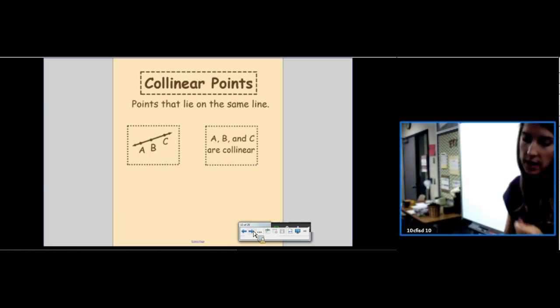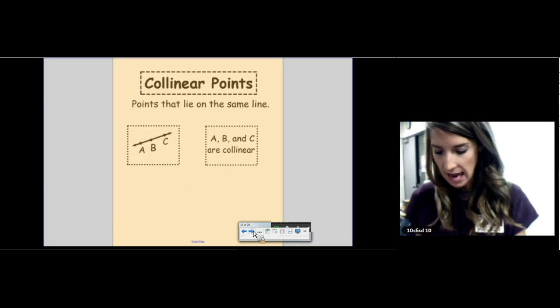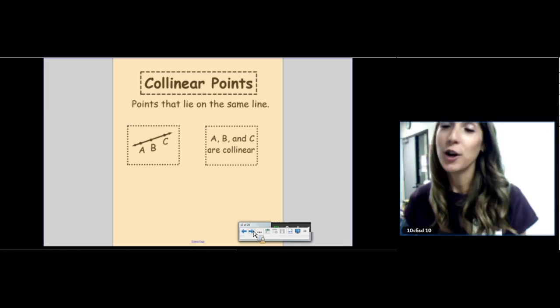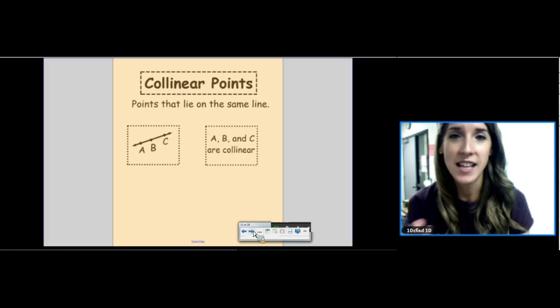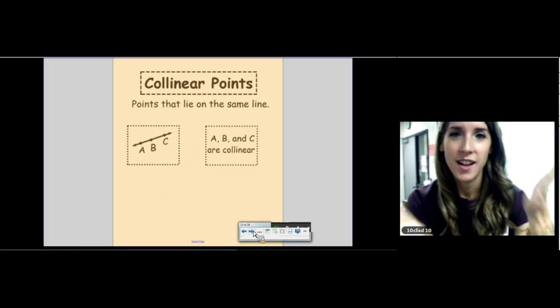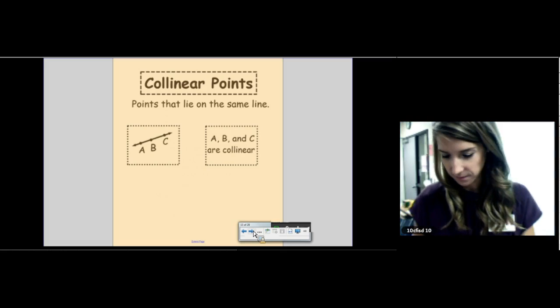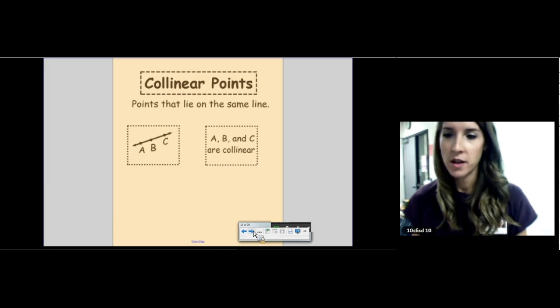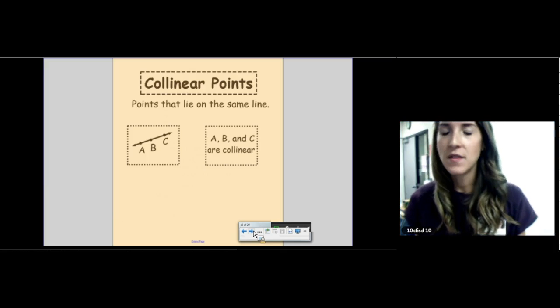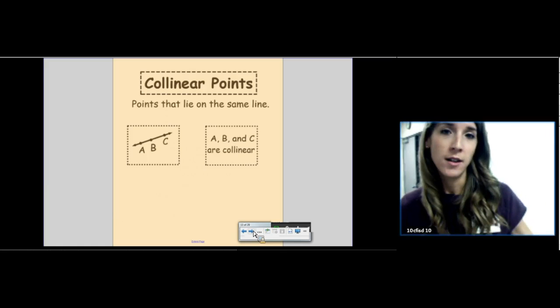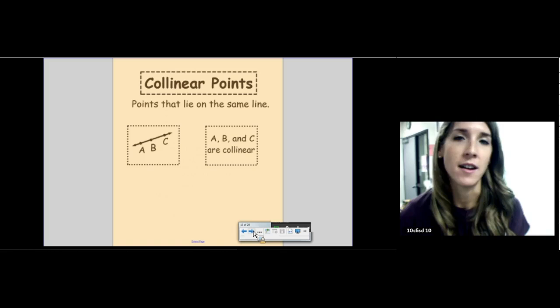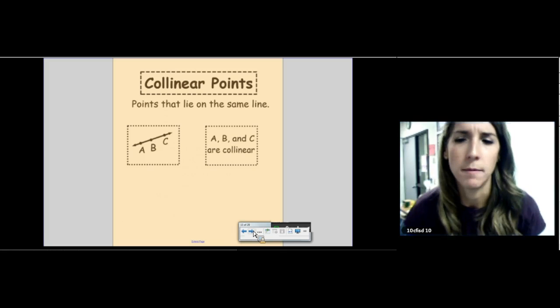Okay, the next word is collinear points. And I bet I heard people in my class saying this wrong yesterday. So it's pronounced collinear. Say it out loud at your school. Collinear. So, if I said, oh, my coworker is going out of town this weekend, what do I mean? What's a coworker?